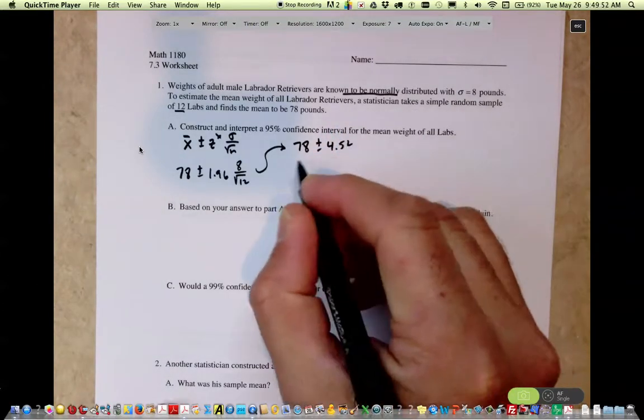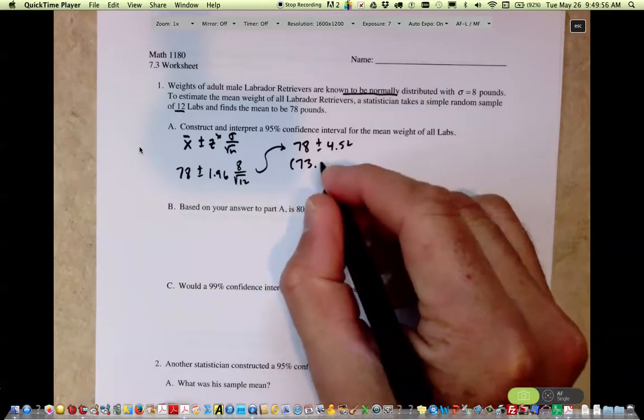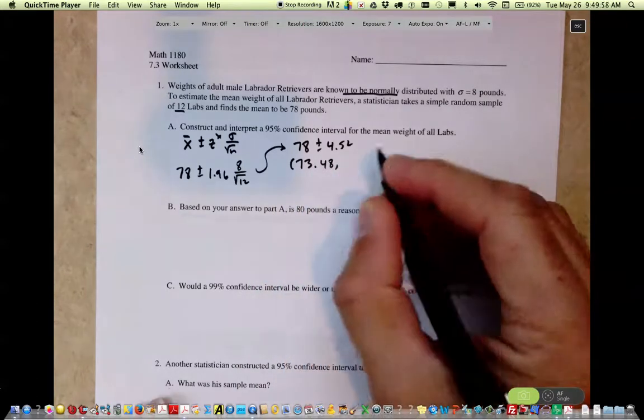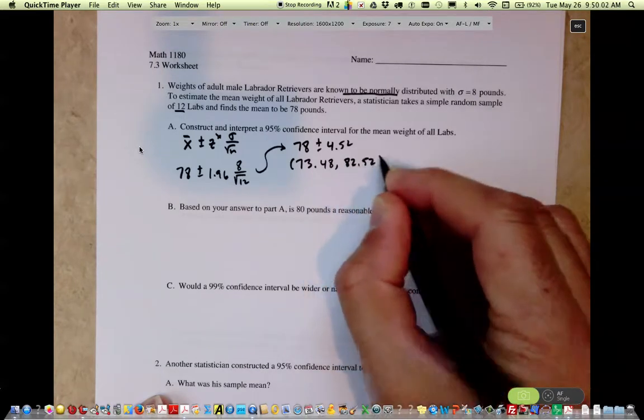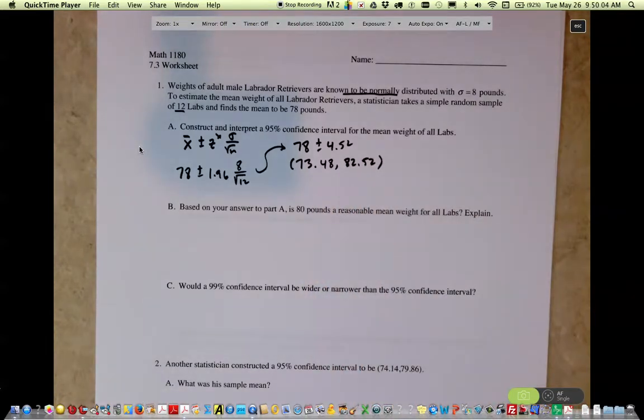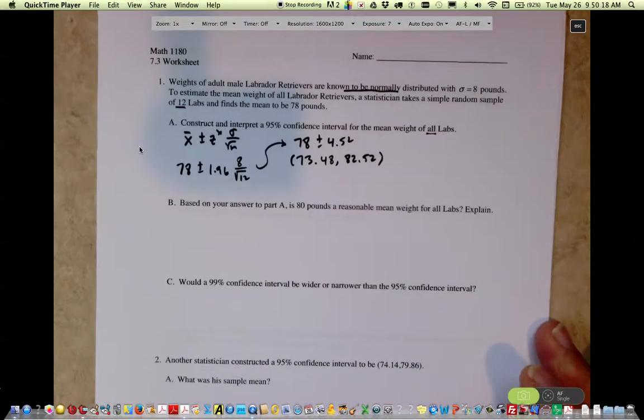And our confidence interval then is going to run from about 73.48 up to about 82.52. Okay, and then the interpretation of that is we are 95% confident that the true mean weight for all Labradors is somewhere between 73.48 and 82.52 pounds.